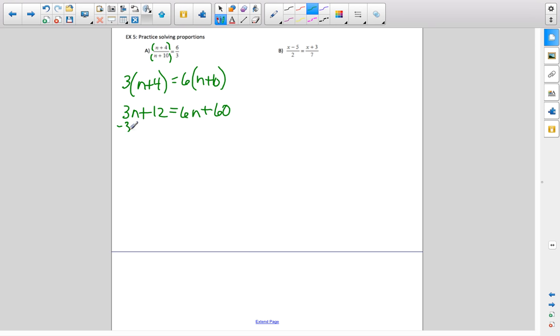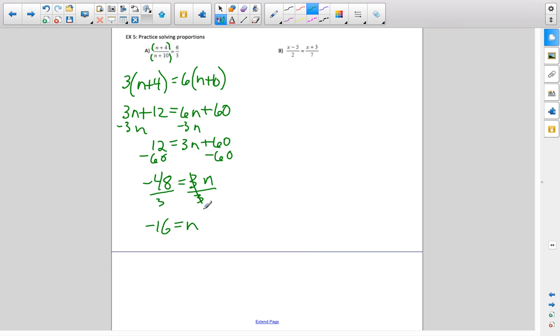I think I'll subtract 3n from both sides, so I'll have 12 equals 3n plus 60. Now I'm going to subtract 60 from both sides, so I'll have negative 48 equals 3n. And remember, we always save our division for last. Divide both sides by 3. And a negative divided by a positive is a negative. The answer is negative 16.